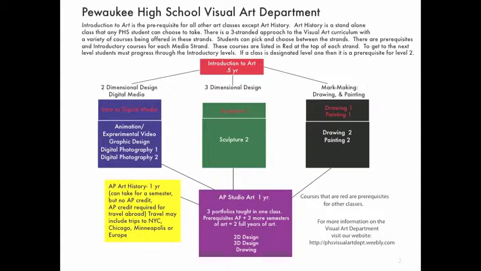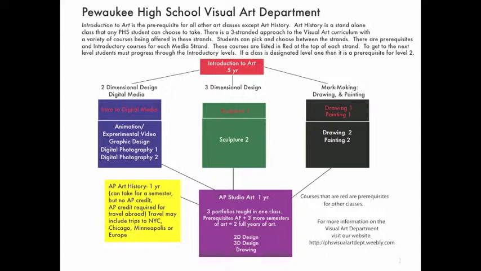In order to get to these strands, students must first take the introductory level course called Introduction to Art. This semester-long course replaces the year-long course called Art Fundamentals. Once you've taken Introduction to Art, you can then progress to the next level of each strand. Students have a choice once they finish Introduction to Art and can choose to go to any of the strands. You can jump around from strand to strand.